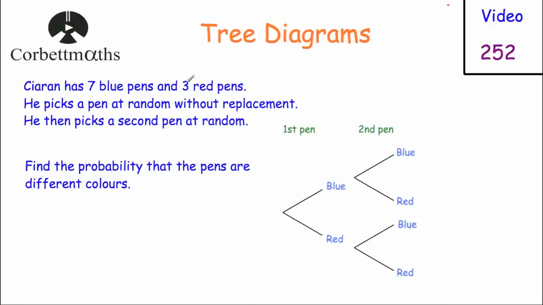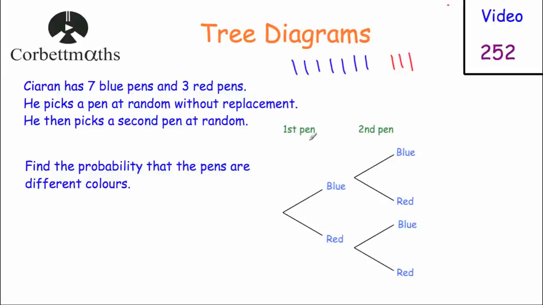So Kieran has 7 blue pens. So we've got 7 blue pens and he has 3 red pens. 1, 2, 3. So Kieran is going to pick a pen out at random. So he's going to pick one of these pens out at random. And it says without replacement, so he doesn't put it back in. And then he picks a second pen at random. And the question says, what's the probability that the pens are different colours?